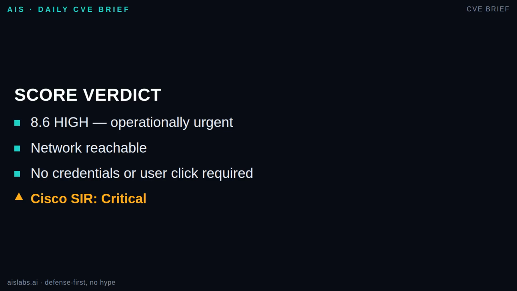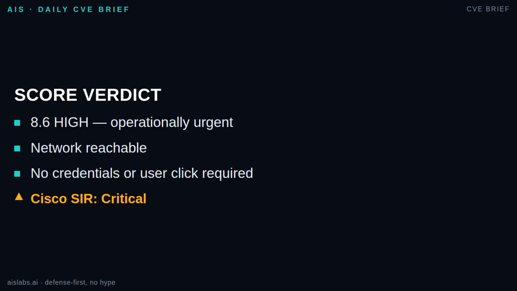The two score elements that matter most are reachability and authentication. The vector shows network attack vector, low attack complexity, no privileges required, and no user interaction. That means the attacker does not need an account on the target, and the attack does not depend on tricking a user into clicking something. For defenders, that combination is what moves an issue from schedule it to verify exposure now.